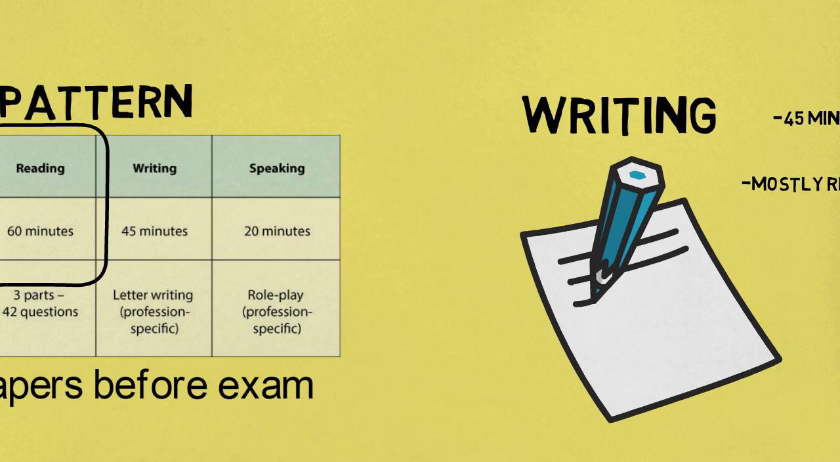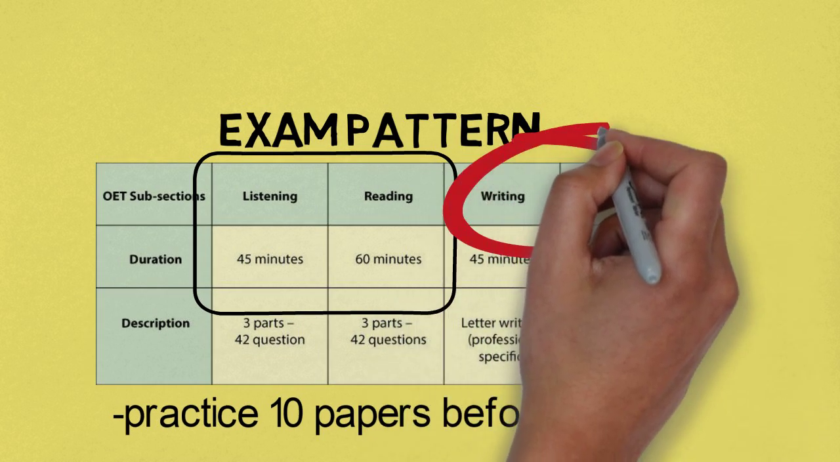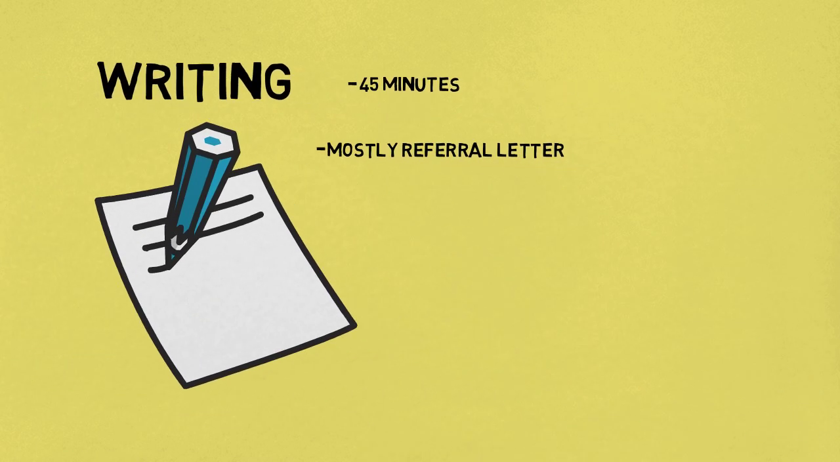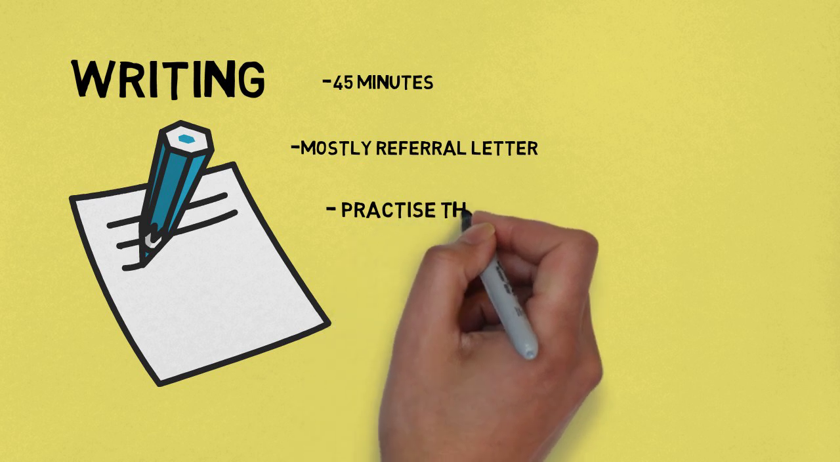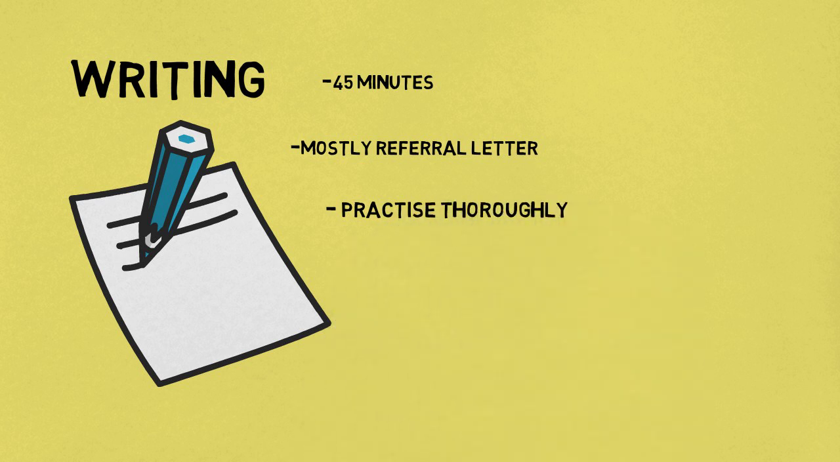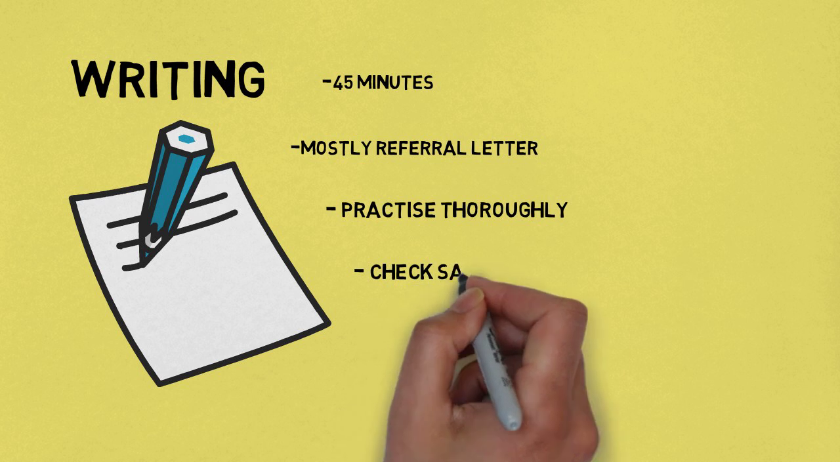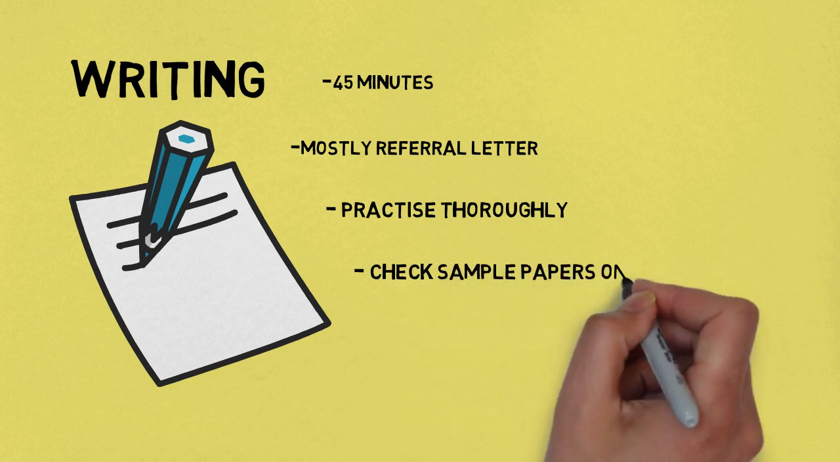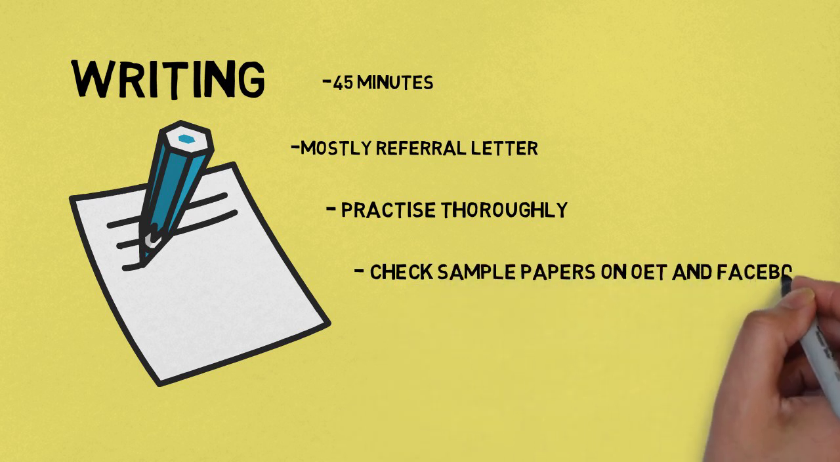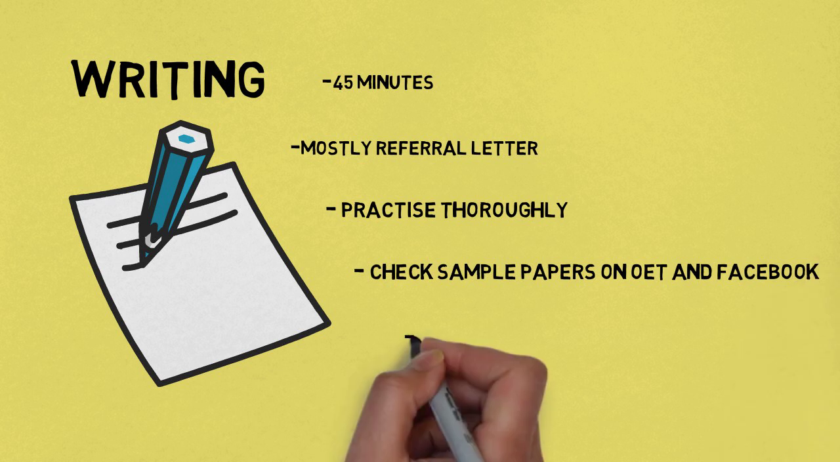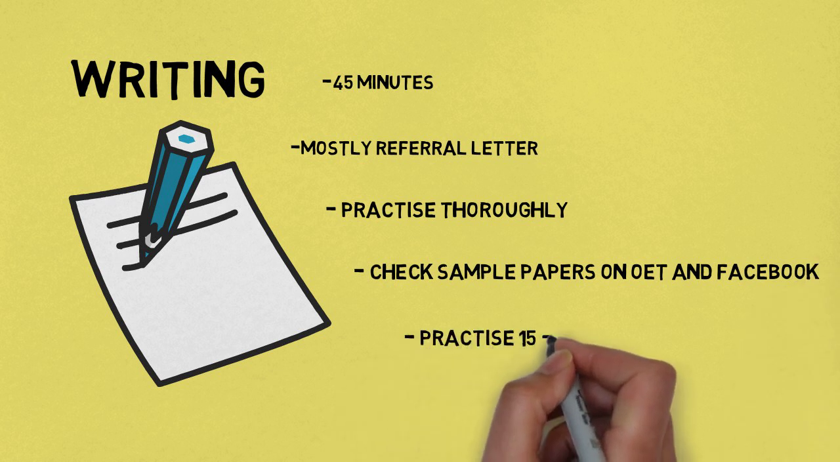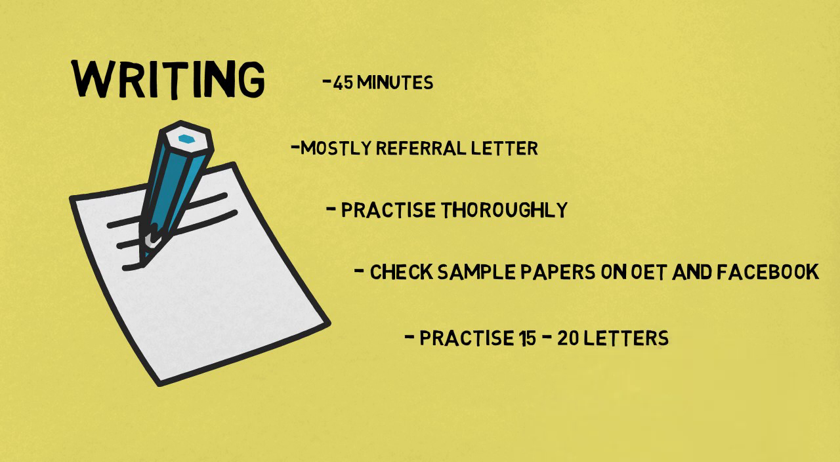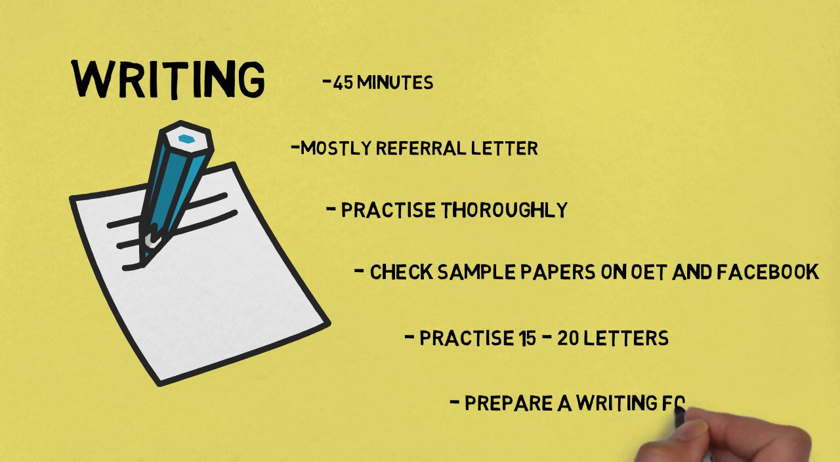Writing and speaking are the subtests where most of the candidates fail. So I would suggest to practice these 2 subtests as much as possible. For writing, there are a few sample letters given on the OET website and you can also find some practice material on Facebook groups. Go through that and write at least 15 to 20 letters and assess them to make your own writing format and practice as much as possible.